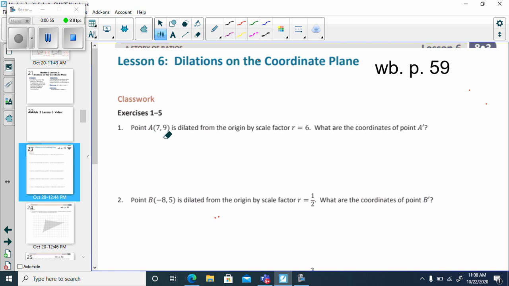It says point A, which is (7, 9), is dilated from the origin by scale factor R. What are the coordinates of point A prime? So let's take our point A, which is (7, 9), and dilate it by a scale factor of 6. If I do that, that simply means I multiply the x and the y coordinate by 6. 6 times 7 is 42. 6 times 9 is 54. My new coordinate, A prime, is (42, 54).